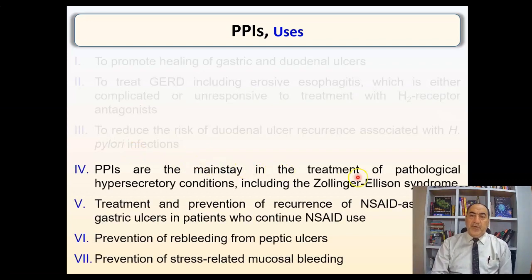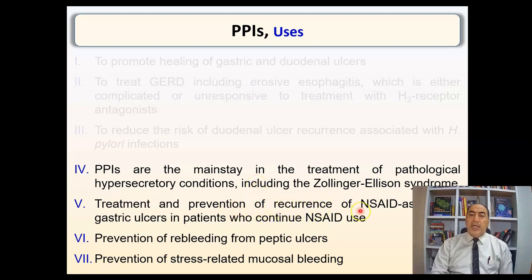They are also used for treatment of Zollinger-Ellison syndrome. Zollinger-Ellison syndrome is a tumor in the duodenum or the pancreas that secretes gastrin. So the tumor keeps secreting gastrin, which increases the HCl production. It's also called gastrinoma. Okay, so they could be used for this one, and they are the mainstay of treatment for it.